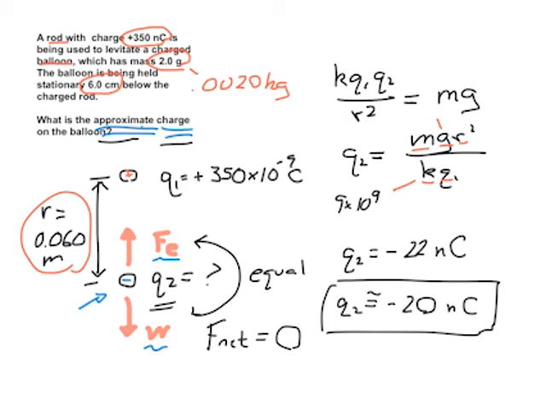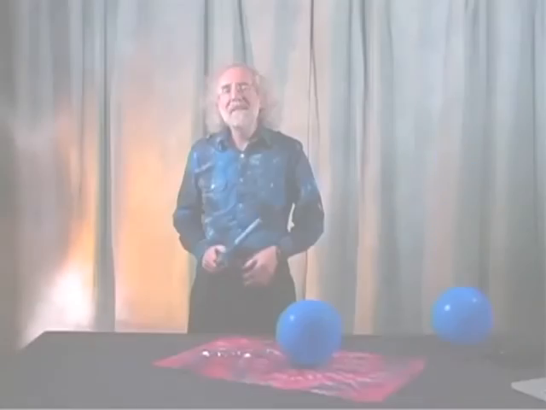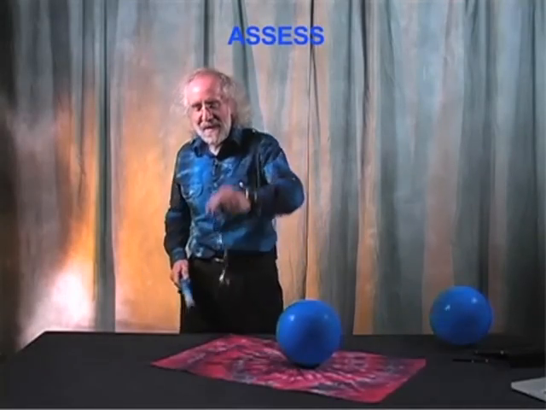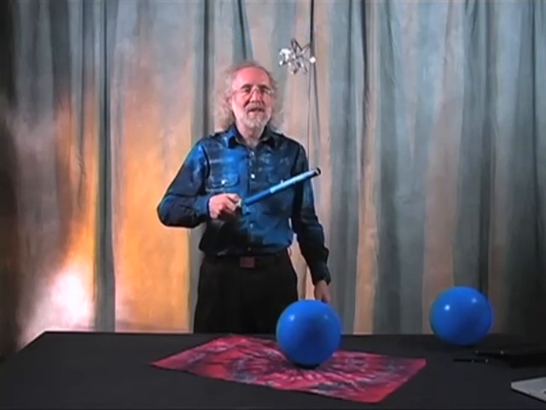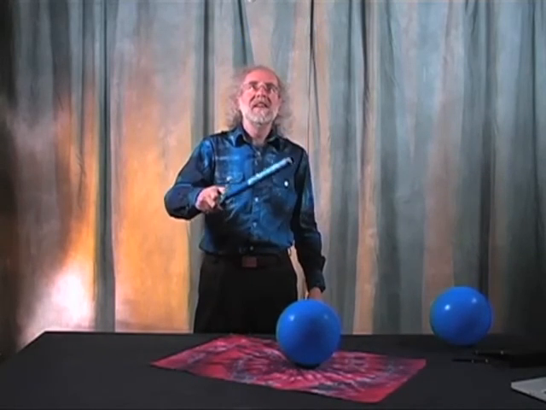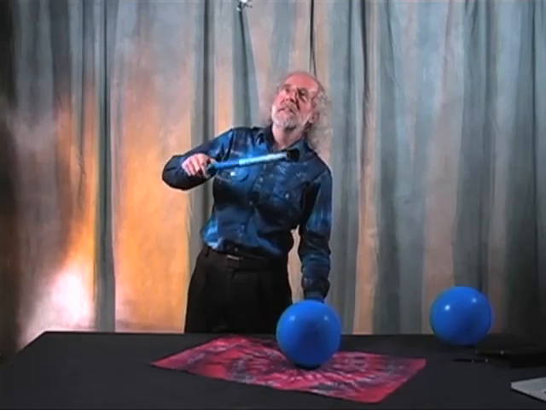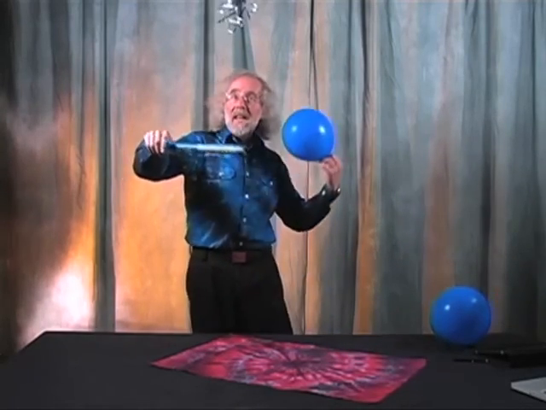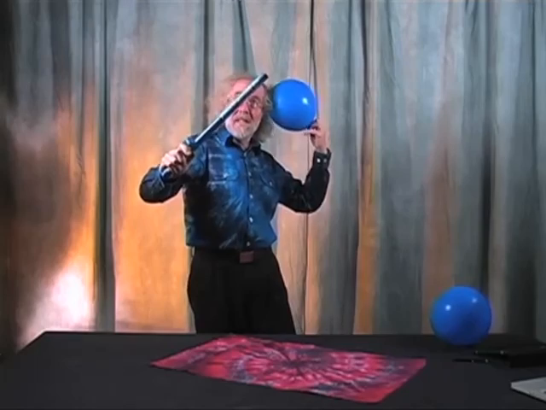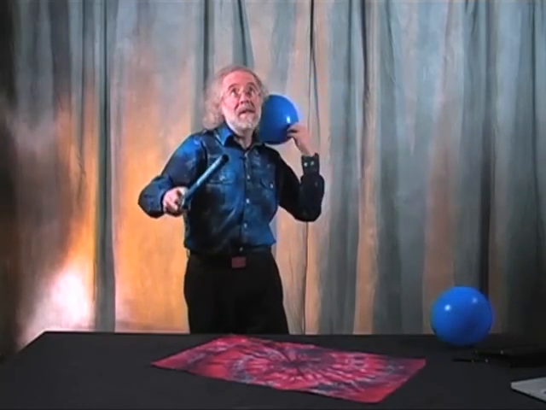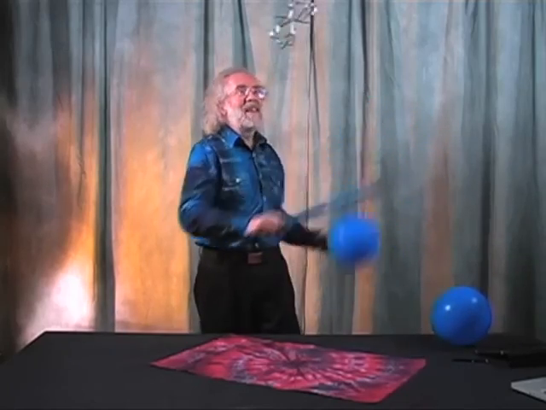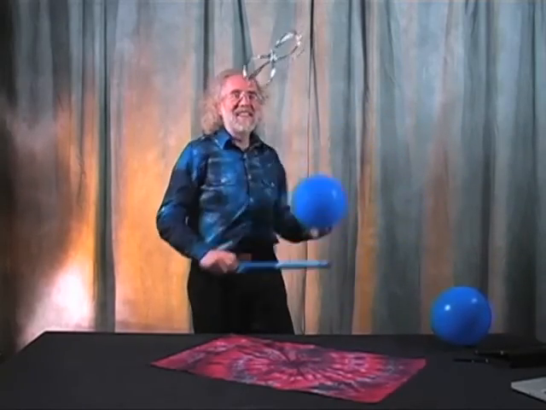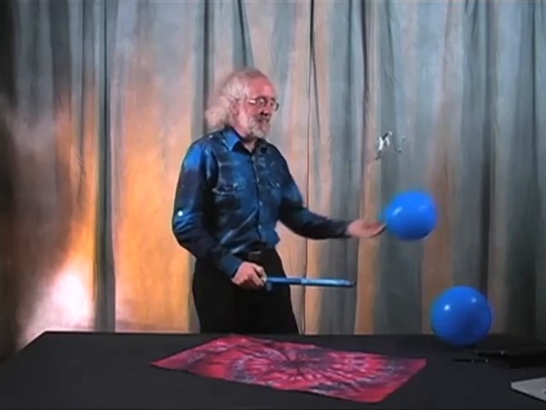Next step is to look at our answer and see if it makes sense. Let's take a look at our results and see if it makes sense. Okay, first off, this little wand gets charged up positively. And when I touch it to that piece of mylar, and it's got aluminum on it, it's a conductor, it gets a positive charge. We said the balloon was negatively charged, so the balloon should attract that piece of mylar, as in fact it does. So the sign of charge is correct.